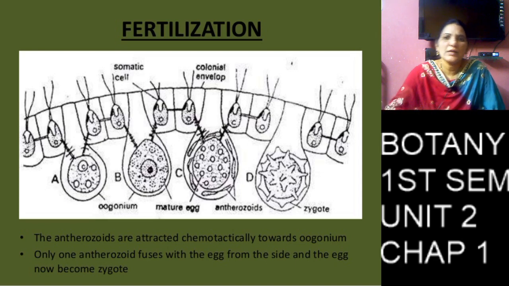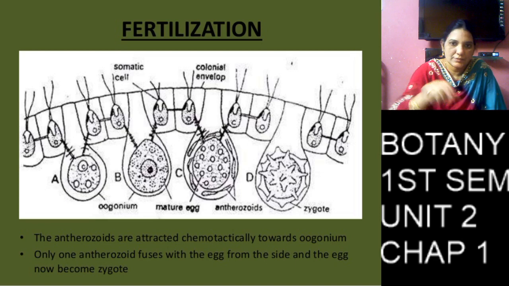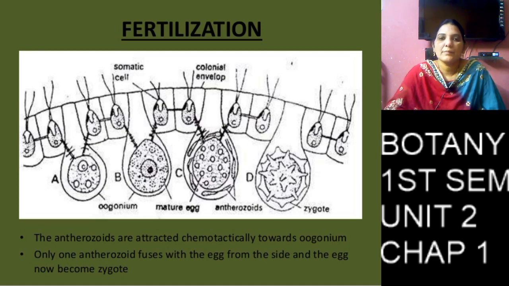So the androspores come for fertilization. The androspores enter the water, and they swim for some time with the help of flagella, and the androspores enter the oogonium, and only one male gamete fuses with one female gamete, as we can see in the pictures, and they form one zygote. Here the zygote is in the diploid stage.